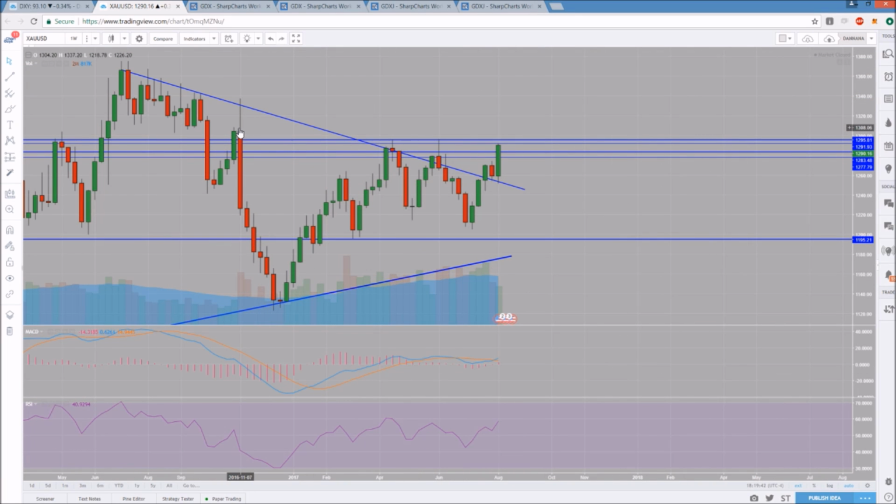And if we get over 1295, we're looking up at 1337 as the next clear resistance. And the bulls are definitely giving the bears a run for their money here. And if the dollar weakness continues, gold strength should hold up as well.